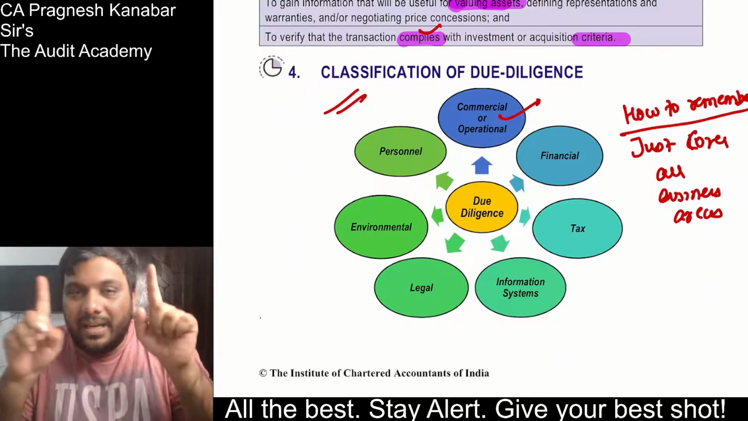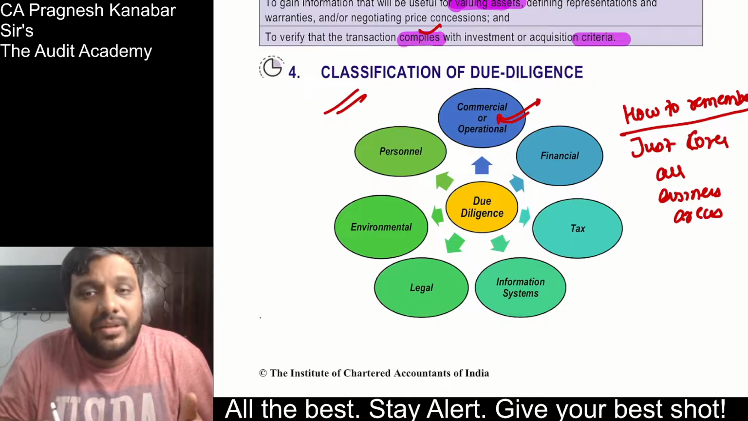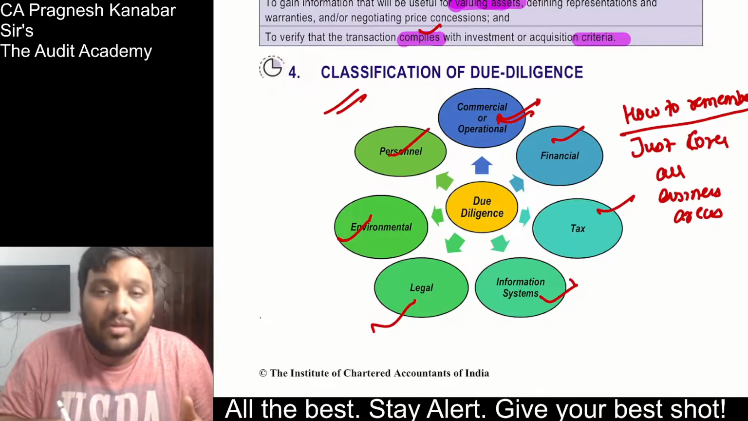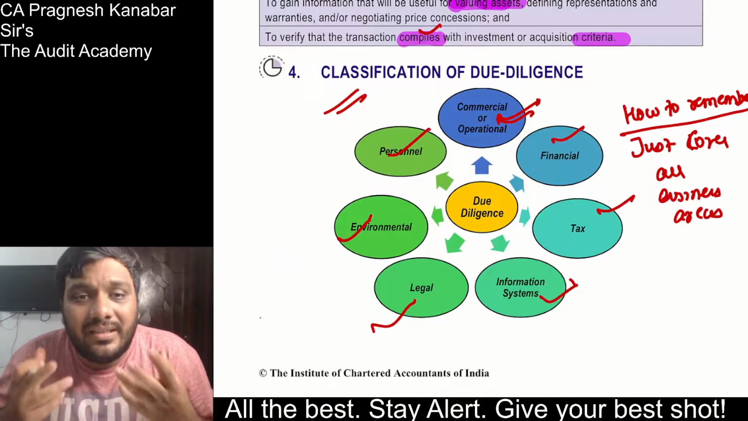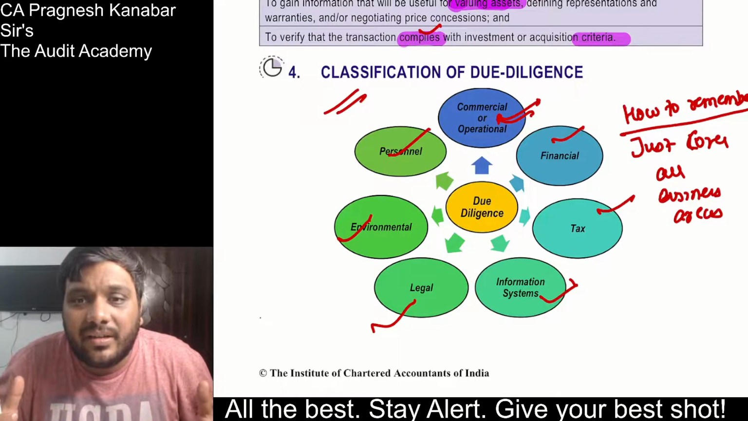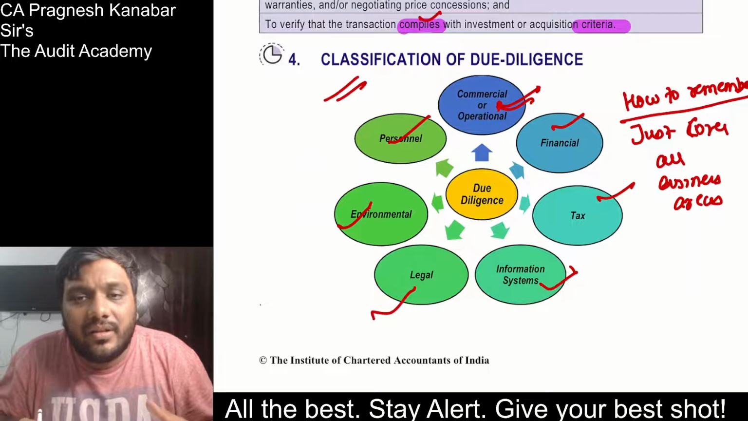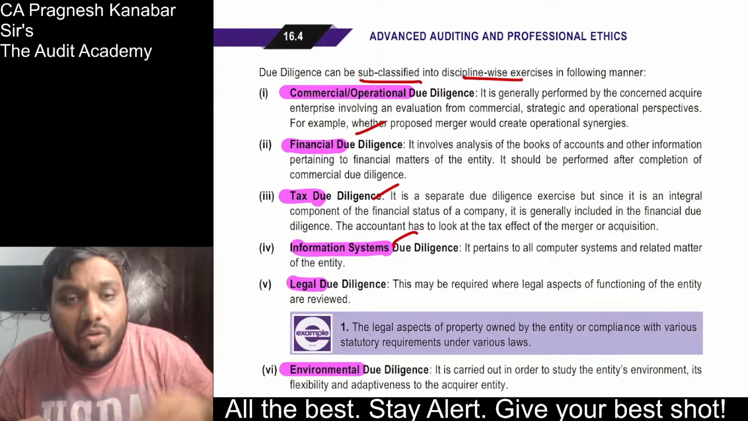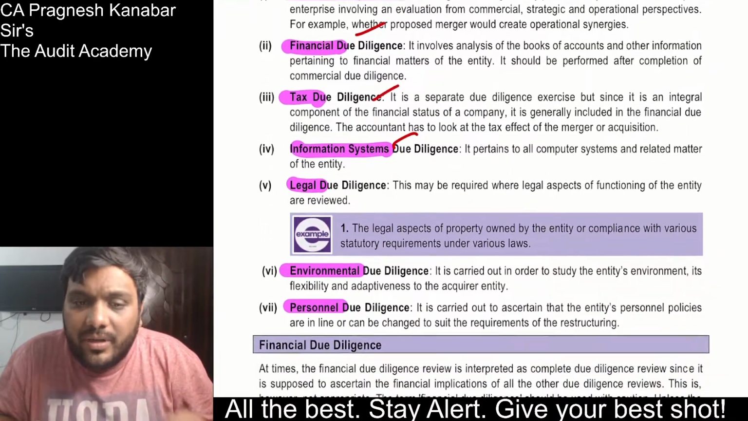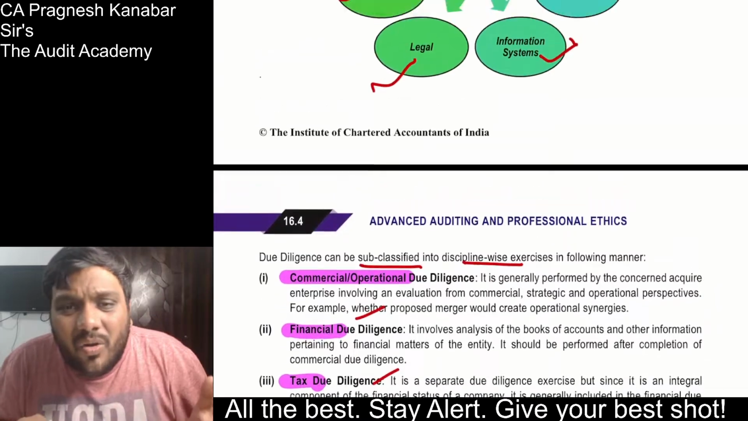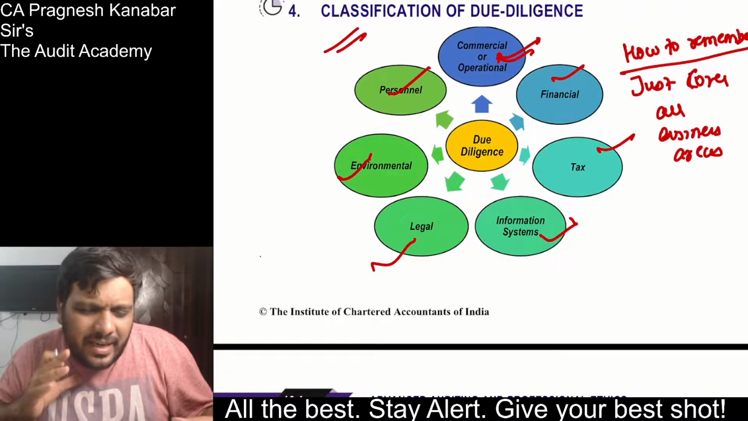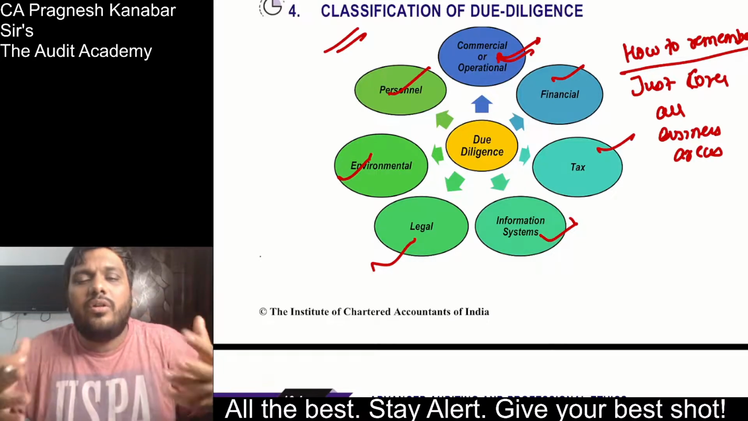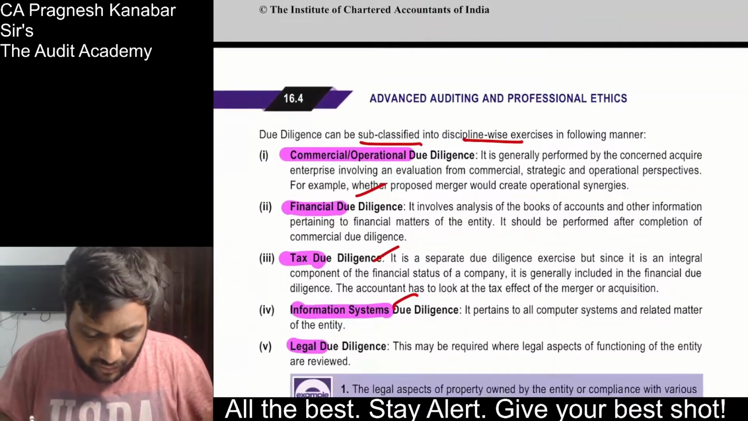A big exercise of due diligence will involve commercial operational due diligence, finance, tax, IT system, law, business environment, and human resource. These are the things that make up a particular entity, correct? So a due diligence of everything: commercial operation due diligence, financial due diligence, tax due diligence, information system due diligence, legal due diligence, business environment due diligence, human resource due diligence. You don't need a code word for this. All right, operations, finance, tax, law, HR, IT, business environment, all of this needs to be considered, and that is your classification of due diligence.